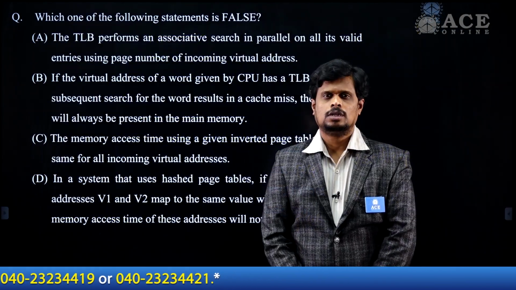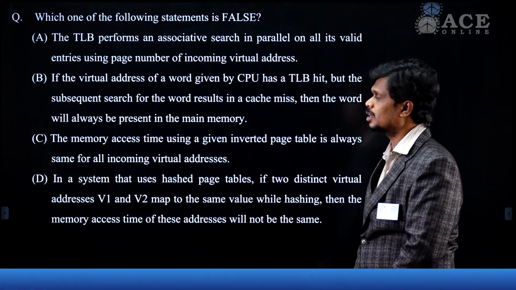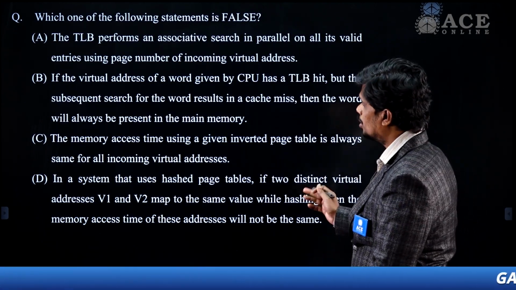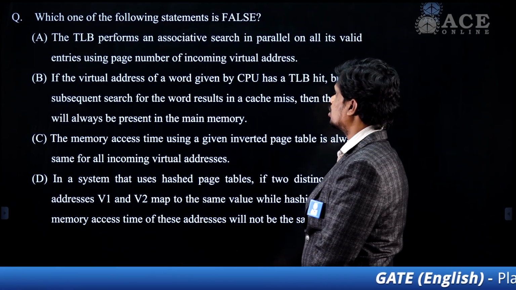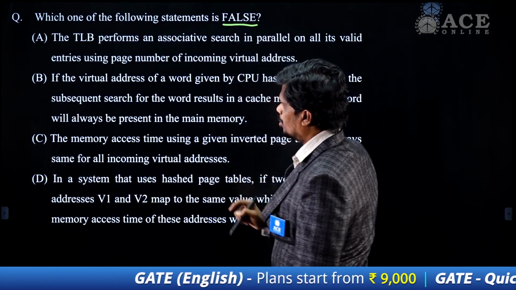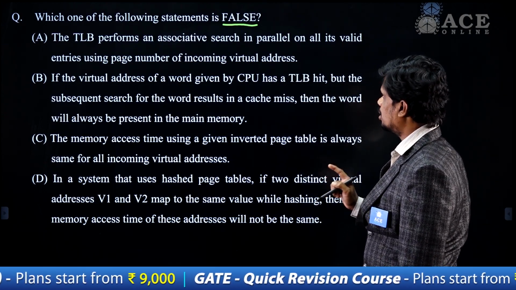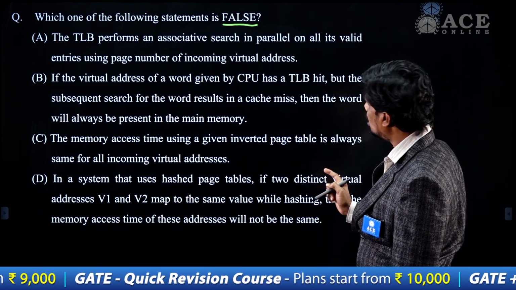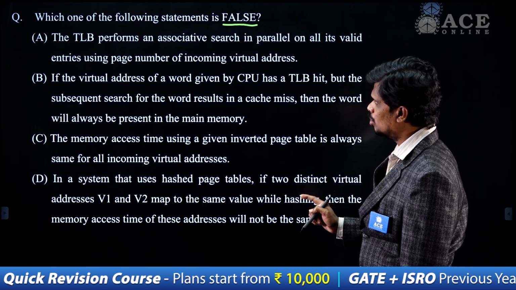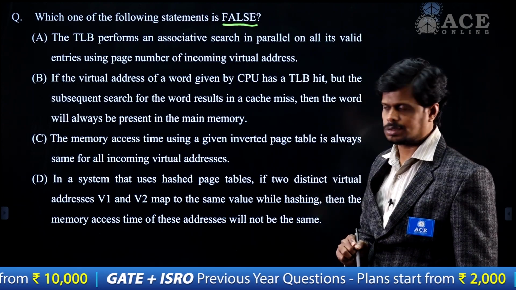Thank you. So this is the question we have from the OS subject in the GATE 2022 examination. Look at the question statement. Which one of the following statements is false? So we need to find out the false statement here. Option A, it is given that the TLB performs an associative search in parallel on all its valid entries using the page number of the incoming virtual address.